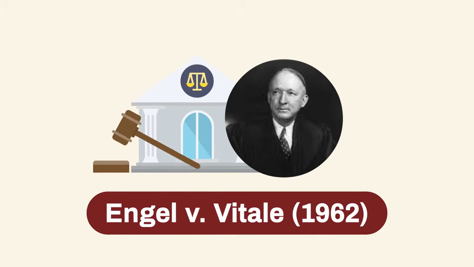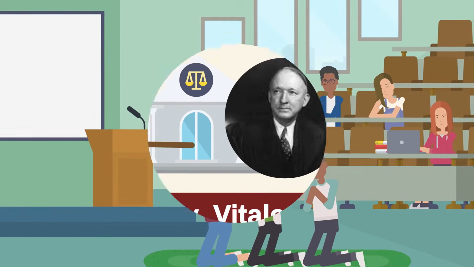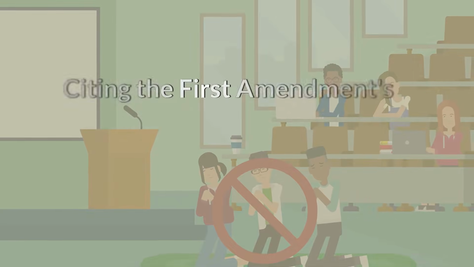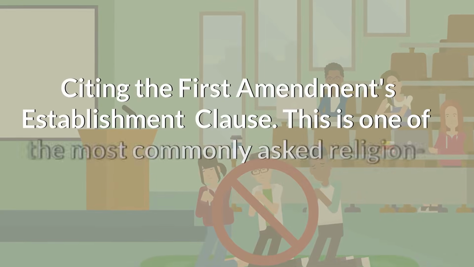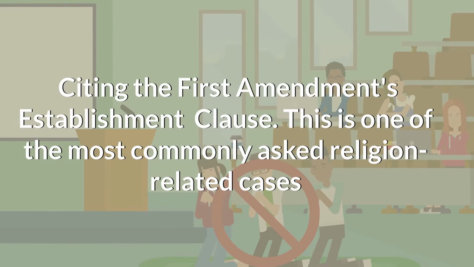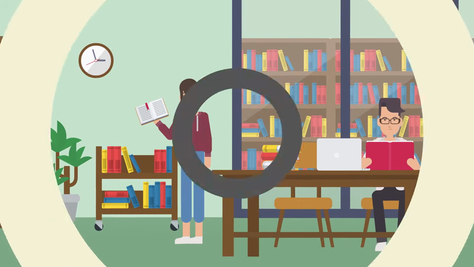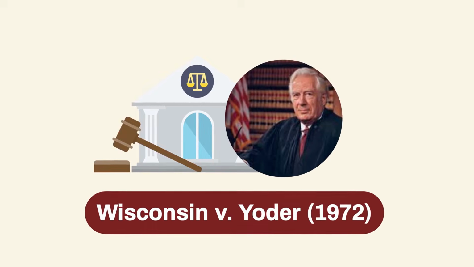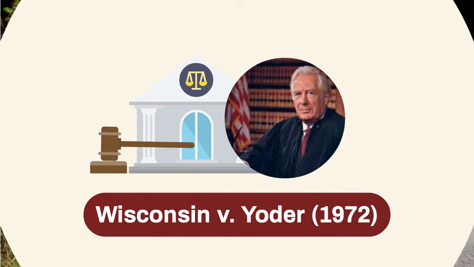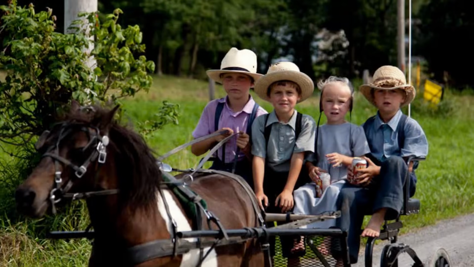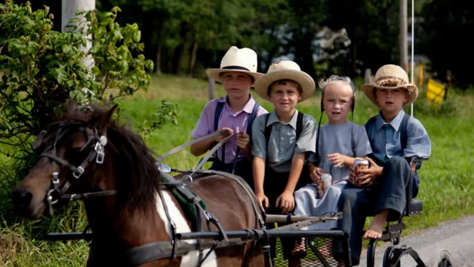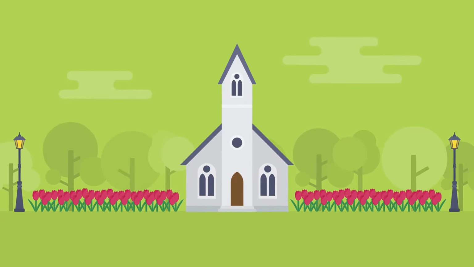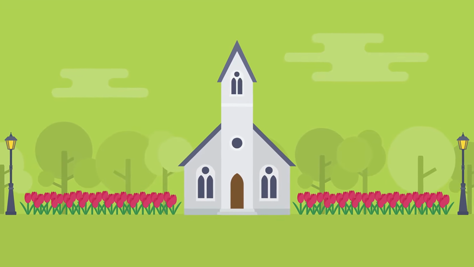Engel v. Vitale, 1962. The court struck down school-sponsored prayer in public schools, citing the First Amendment's Establishment Clause. This is one of the most commonly asked religion-related cases in nearly every EOC practice test. Wisconsin v. Yoder, 1972. The court ruled that Amish parents could remove their children from school after 8th grade for religious reasons. This case balanced the state's interest in education with individual religious freedom.